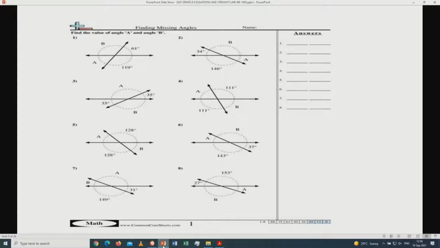A plus B on a straight line, but it's not going to help you. B plus 61 is a straight line, equals to 180. A plus 119 is equals to 180. Now, would you use a straight line one or a vertically opposite one? The vertical opposite one makes sense. The vertical opposite one makes it easier. Look at B again.